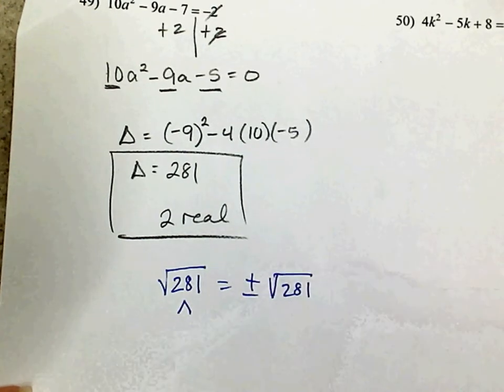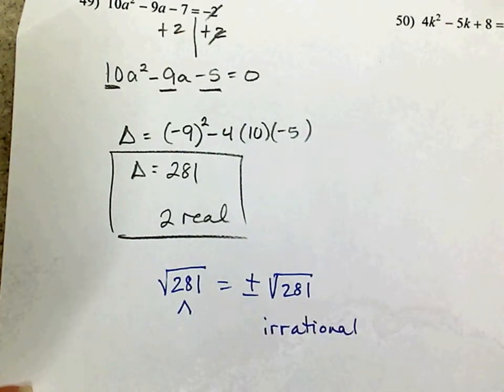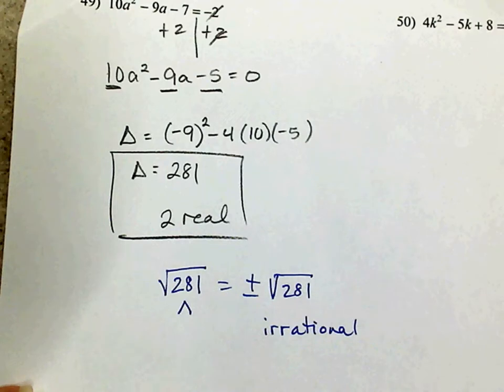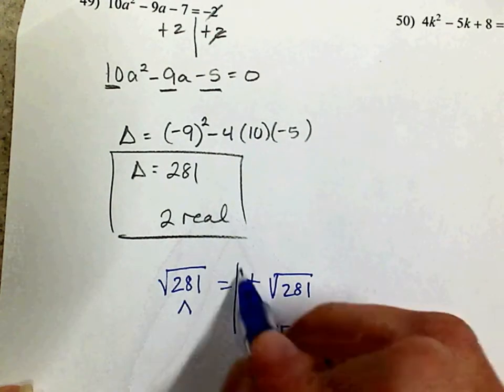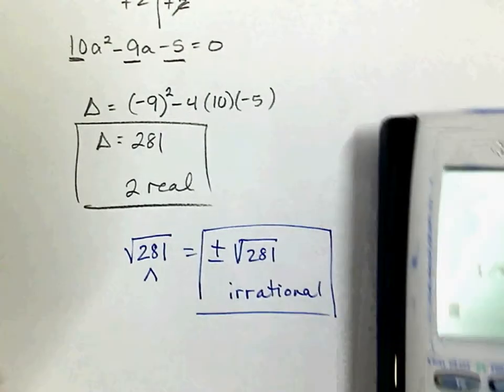What kind of answer is that? Irrational. Did you try 89? 49. Nope. I couldn't get any numbers to work. Now, it's irrational.